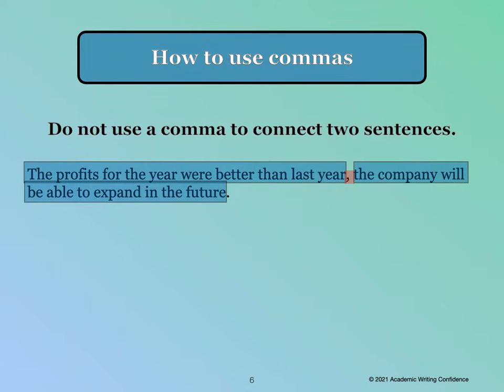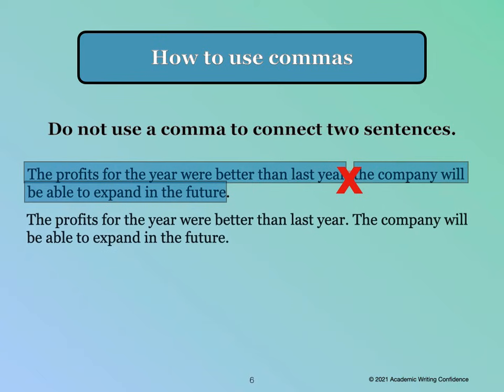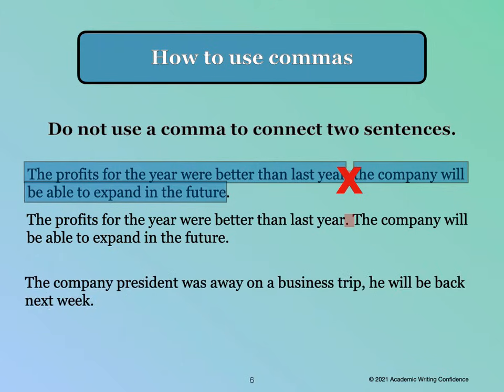We need to write the two sentences as separate sentences and put a period after the first sentence. Here's one more example. The company president was away on a business trip. He will be back next week.